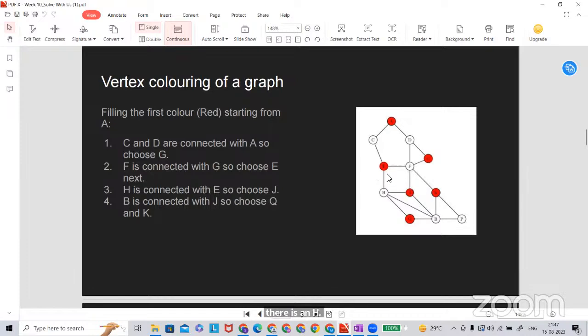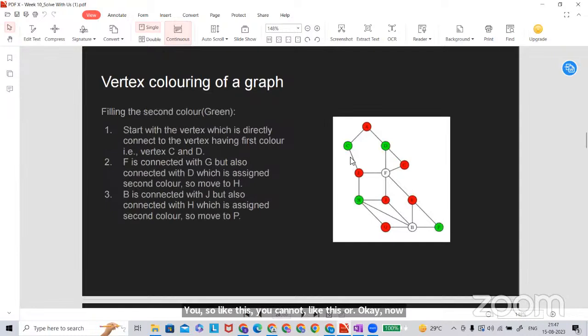Now if there is no edge, then color it. If you have colored this red, there is no edge which is colored with red, so you can color J, Q, E. Once you have colored with red, the next color is for the remaining vertices. We take another color, green. We color C, and we can color D also because there is no edge between them. We cannot color F green because it is connected with D.